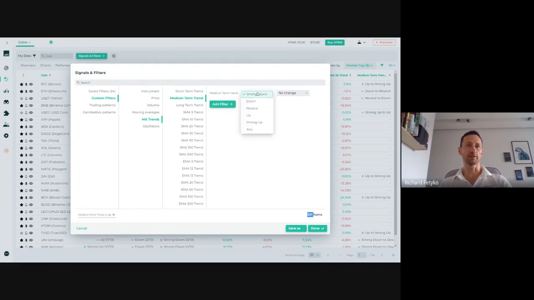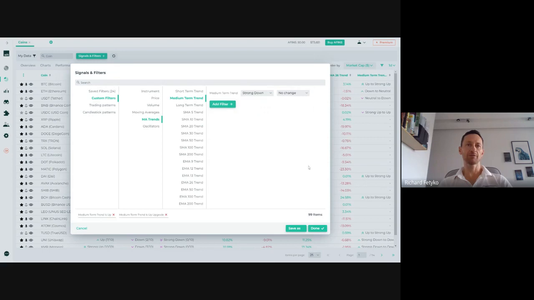You could even say, and this is actually very powerful, not only am I interested in coins that are in an uptrend, but I want to know which ones have recently been upgraded to an uptrend. Which coins have begun to reverse the downtrend and actually have improved their trend to an uptrend. That's really even more interesting.